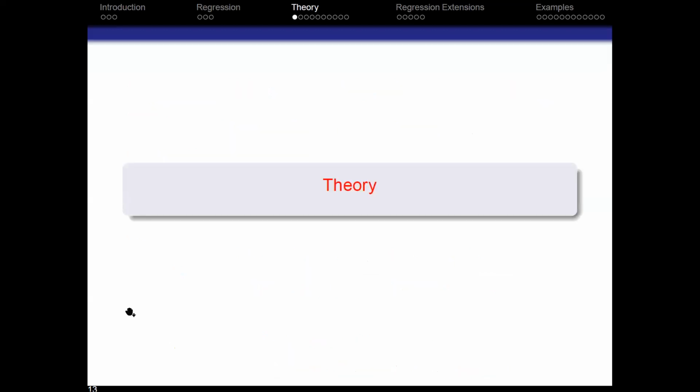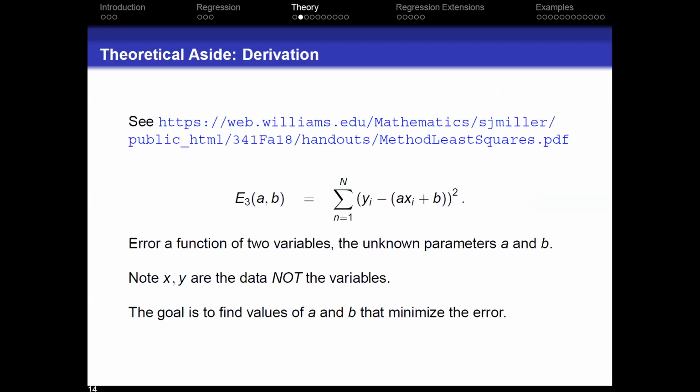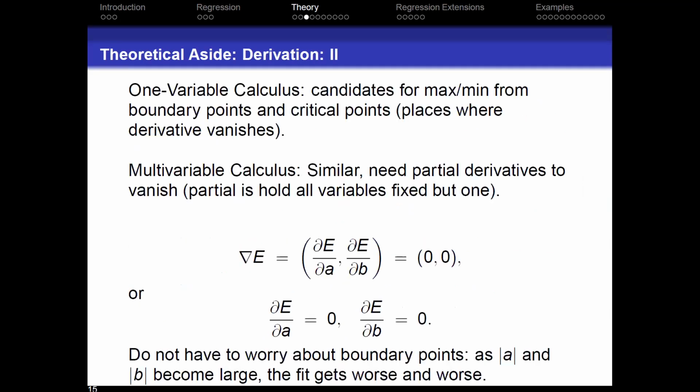So let me talk a little bit about the theory. And it's okay if you don't follow all of this. This is just trying to highlight how you would attack a problem like this, what goes in, and give you some motivation for other classes like linear algebra down the road. So remember, X and Y are not the variables. X and Y are what we're observing. It's the A and the B that are the free parameters. So our error is a function of A and B. And the goal is to find the values of A and B that make the error as small as possible.